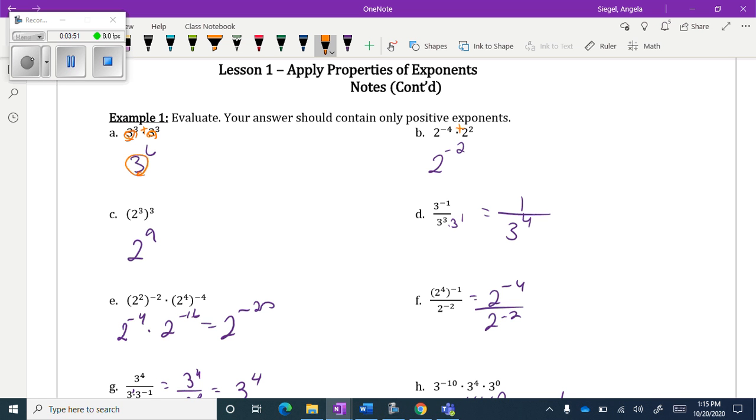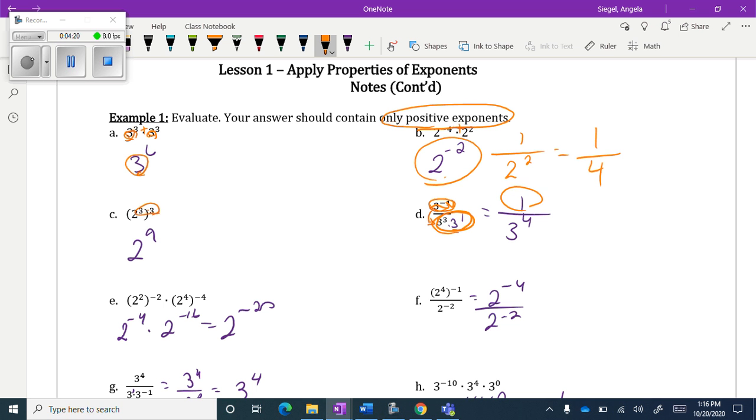Same thing here. I'm going to add the exponents, but I ended up with a negative exponent. It says it should only contain positive exponents, so I need to say 1 over 2 squared. You can take it all the way if you want: 1 over 4. This one, I raised a power to a power, so I multiplied those 3's together. On this one, this guy wasn't happy on top, so we moved him to the bottom, and then I'm just adding these exponents together.